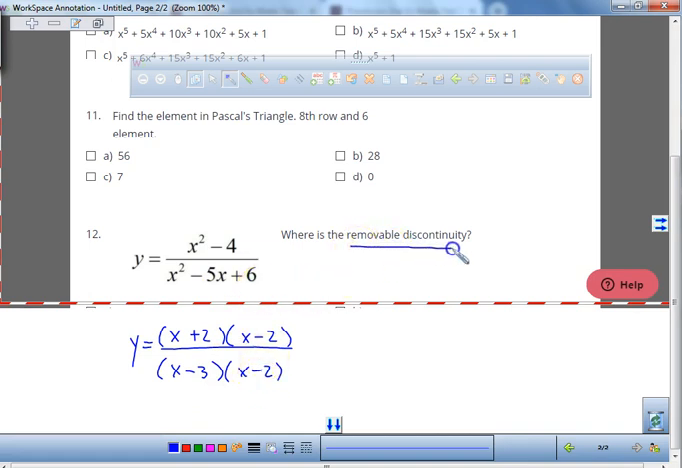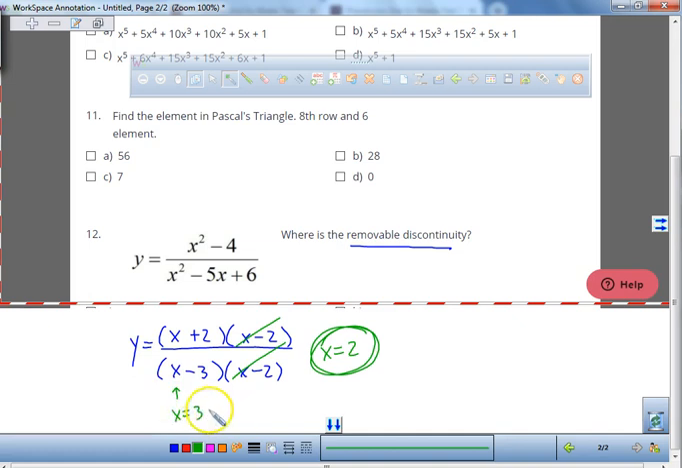Now, removable discontinuity, what has to happen? Something needs to be removed. So what was removed? The x minus 2's were removed. And so what does x equal at that removable discontinuity? X equals 2. So what do we call this number at x equals 3?